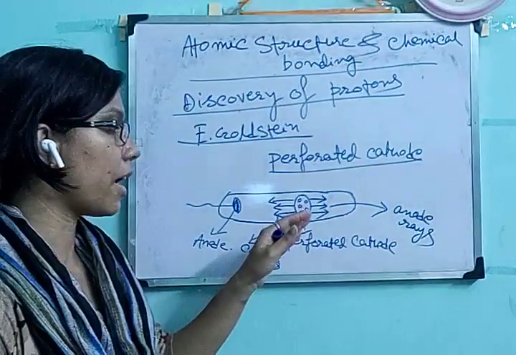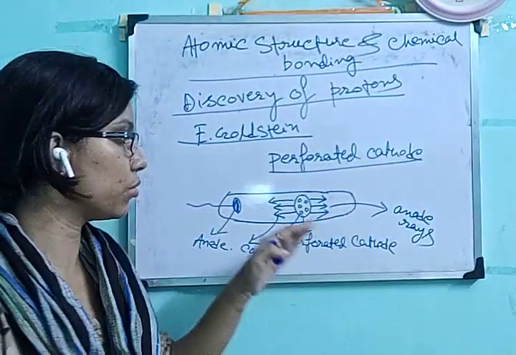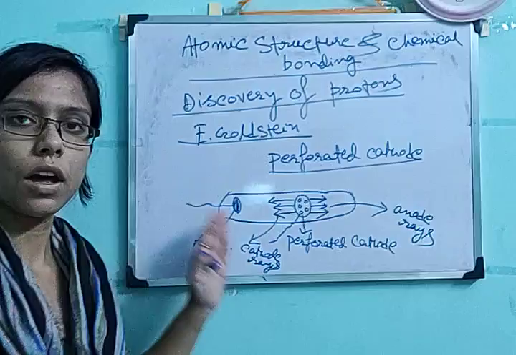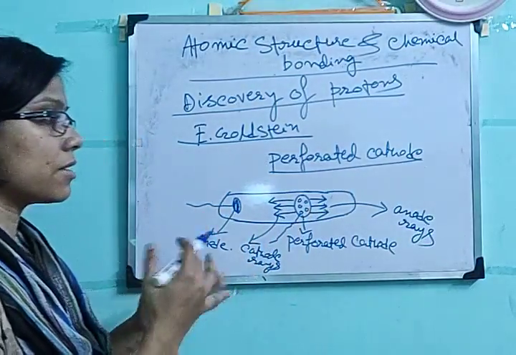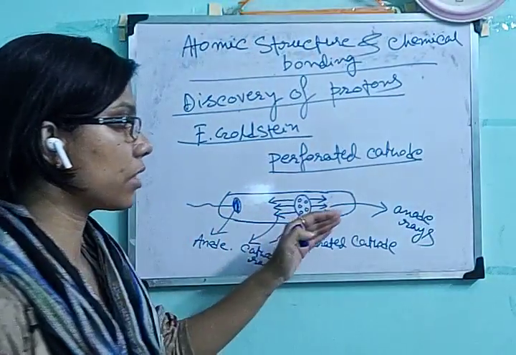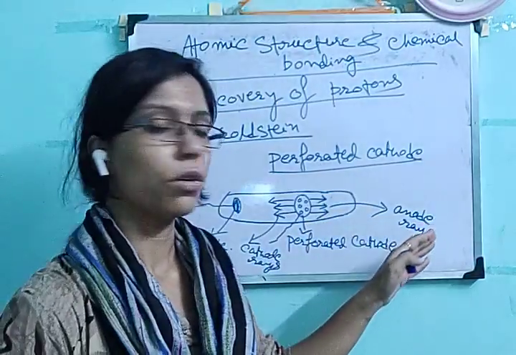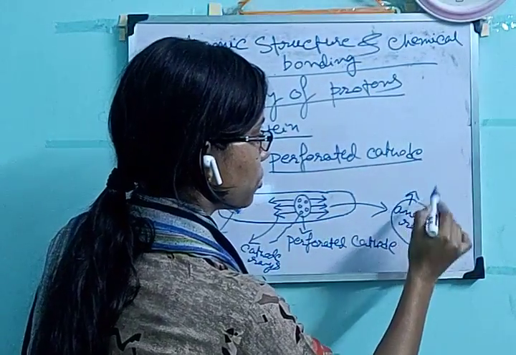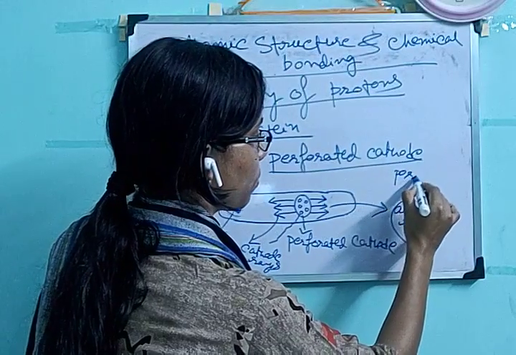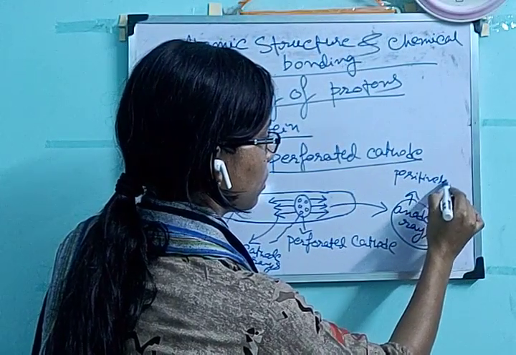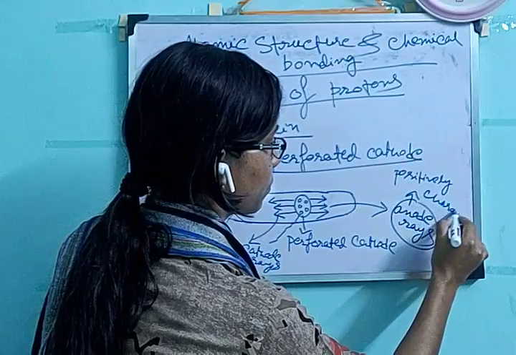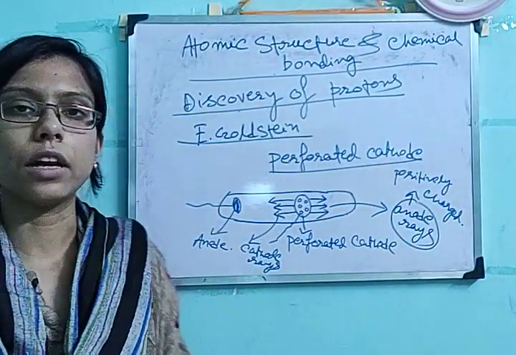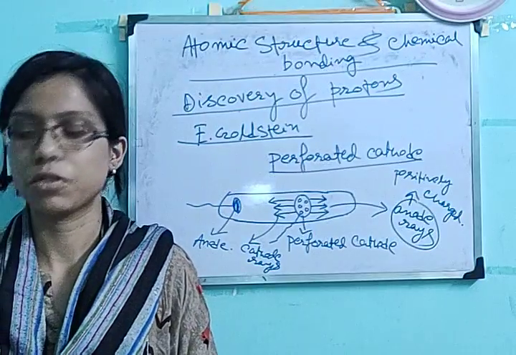You can see that they were going in the opposite direction to the cathode rays. So you can think that they are generating from the anode and going towards the cathode, the perforated cathode, so we can term them anode rays. The anode rays are positively charged. So by the use of the perforated cathode, Goldstein came to the point of the proton, that is, positively charged.